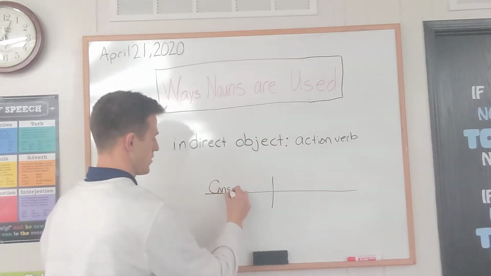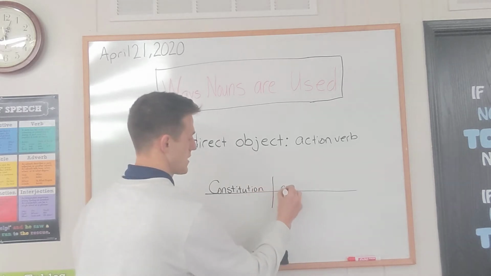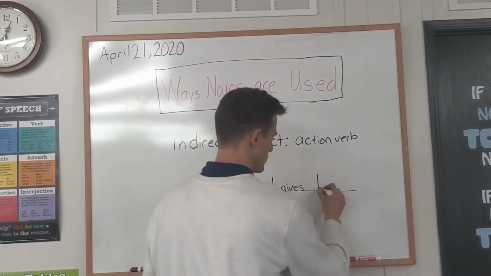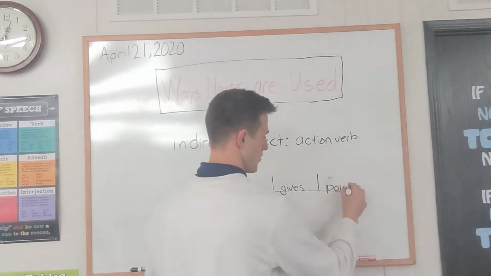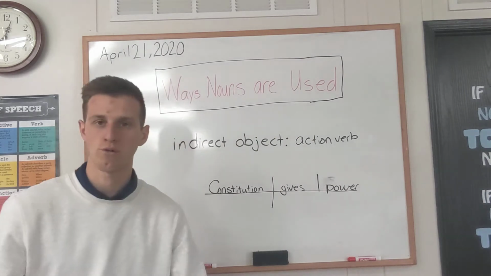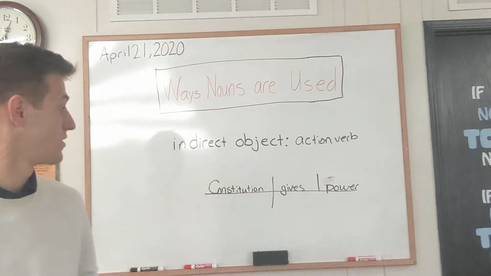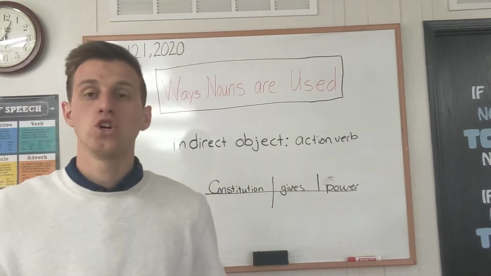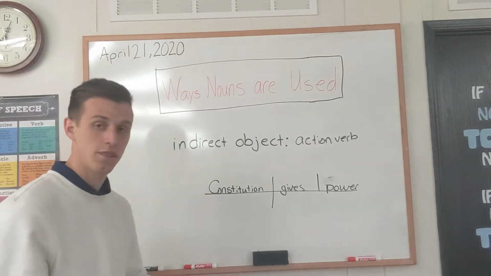Constitution gives, and then what does it give? It gives power. So power would be our direct object, what we just went over, because you guys already know all of this stuff. Constitution gives power, and then we ask, to whom? Who is receiving the power? To whom? It is given to the president.